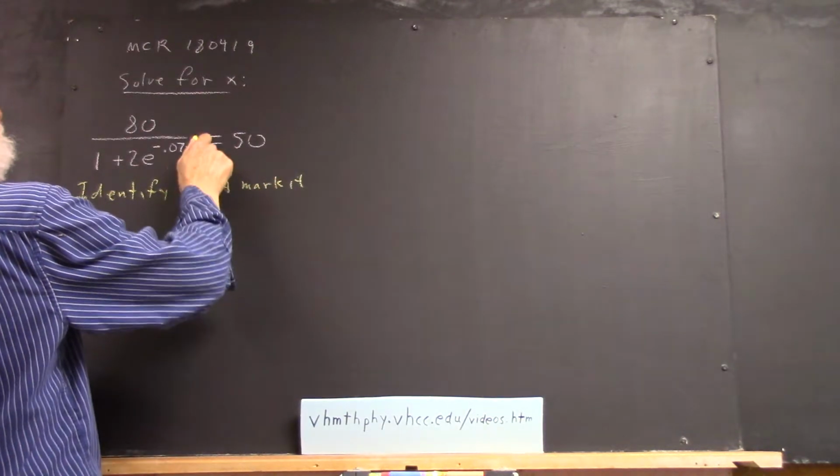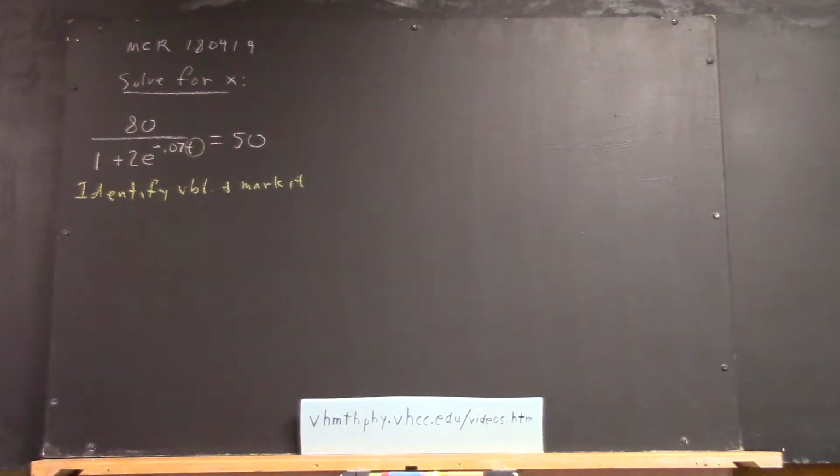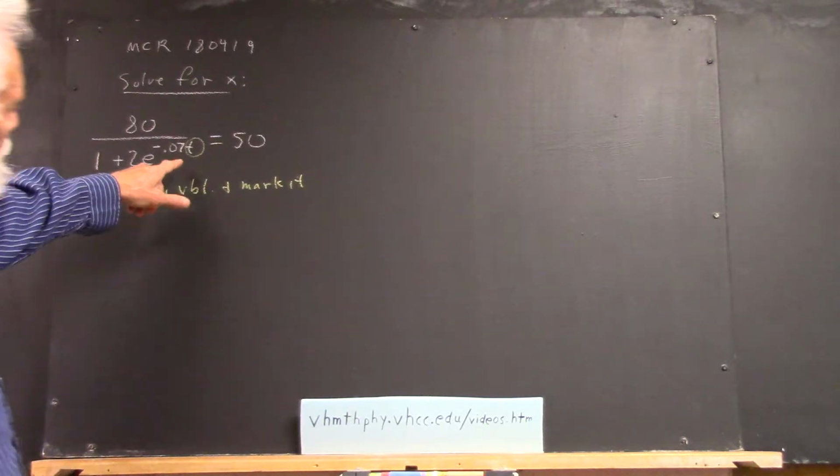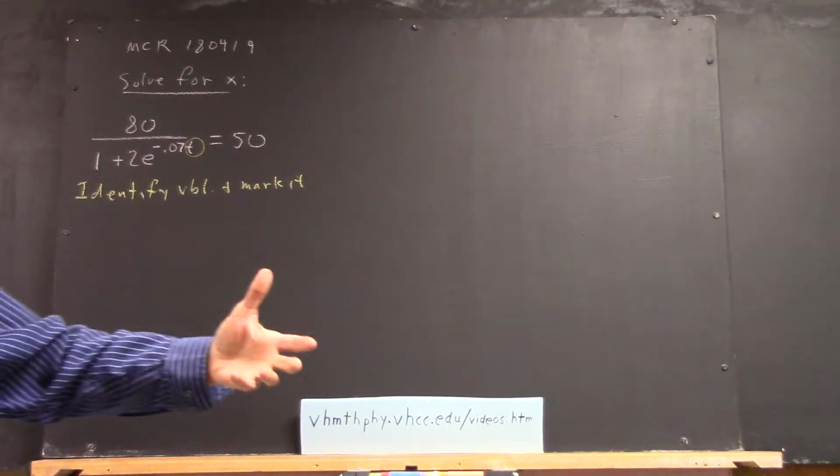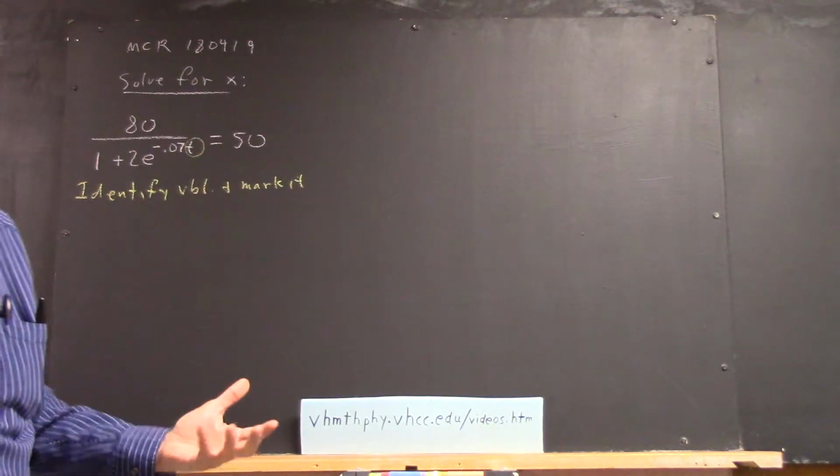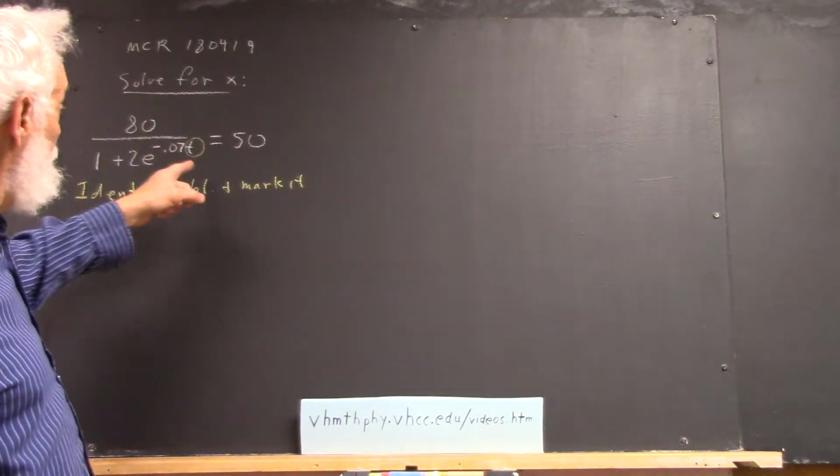And mark it. I'm going to mark it with a circle just so I can keep track of where it is. Now, where is that variable that's going to make you have to do some work to isolate it? Because that's really what we want to do. We want to isolate t.